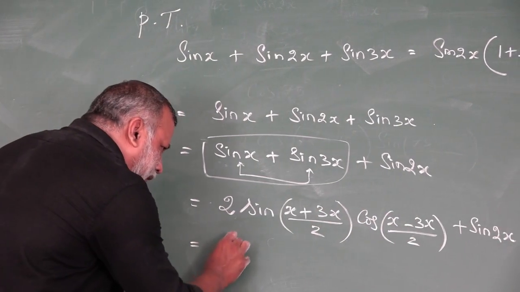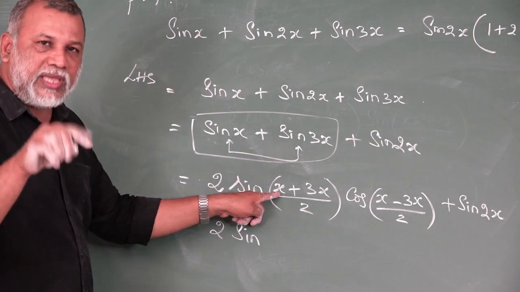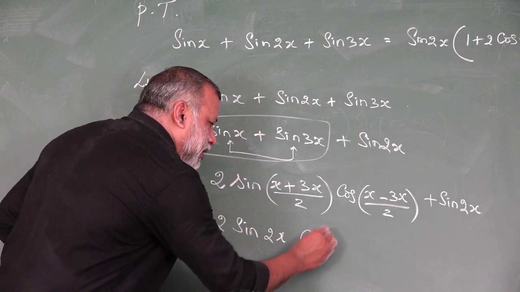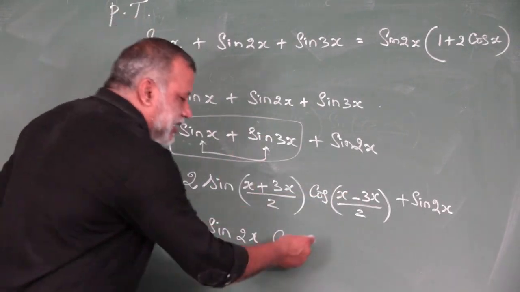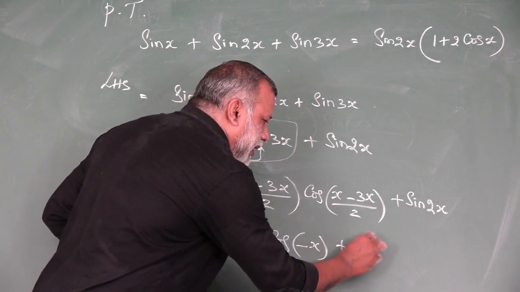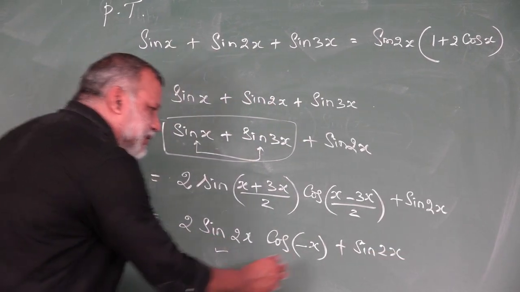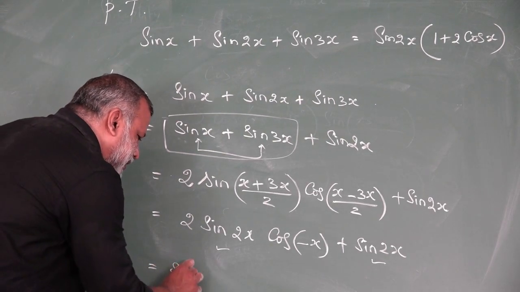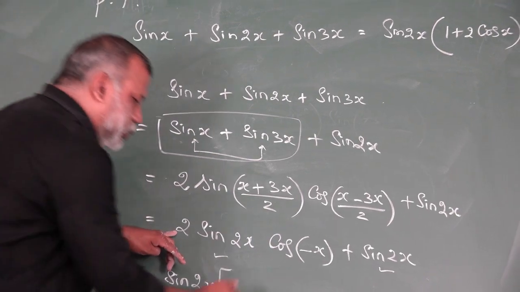Now simplify this one. We get 2 sin of 3x adding with x, 4x divided by 2, we get 2x. In the same way, cos of x minus 3x, we get minus 2x, divided by 2, we get minus x. Then plus sin 2x. See here, we have 2 sin 2x, and here also sin 2x, so we can take sin 2x out as common.